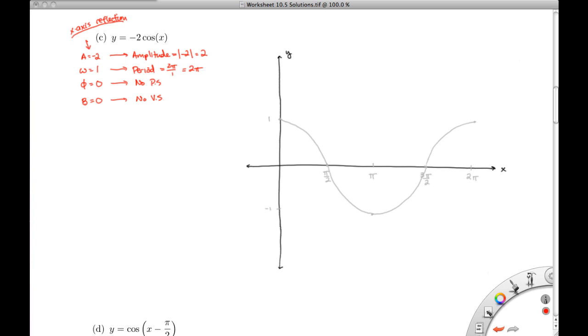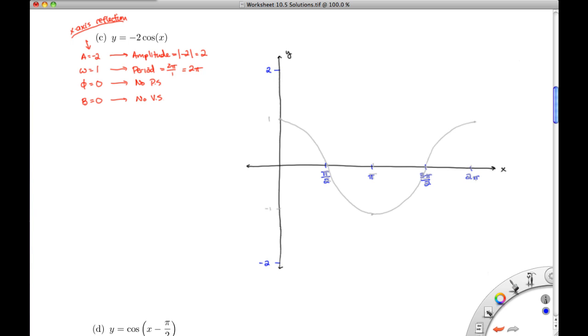Now let's go ahead and make the changes that we need to do for this one. So we would first want to change the amplitude to 2. So we're going to raise it from 1 all the way up to 2, and then down to negative 2. Since the period hasn't changed, we can keep all of our markers here. So pi over 2, pi, 3 pi over 2, and 2 pi. So all of those will stay there.